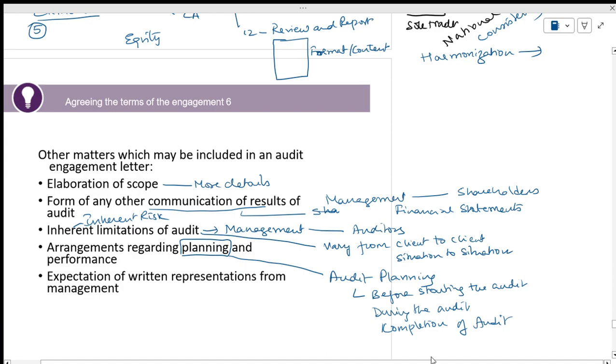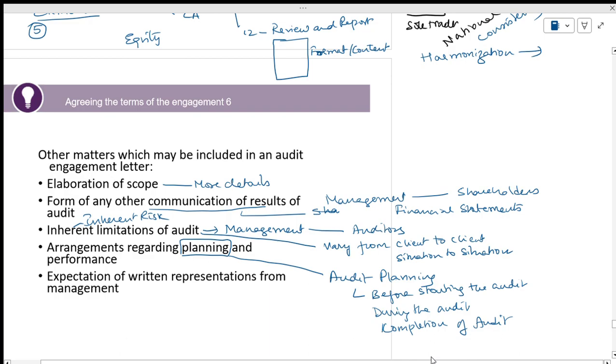We should be very clear that we have to plan. It's not like one fine day we will wake up and say that we are going to do the audit of some company. Before the audit, we should know the environment, know the company, know the clients, know the job we are doing.